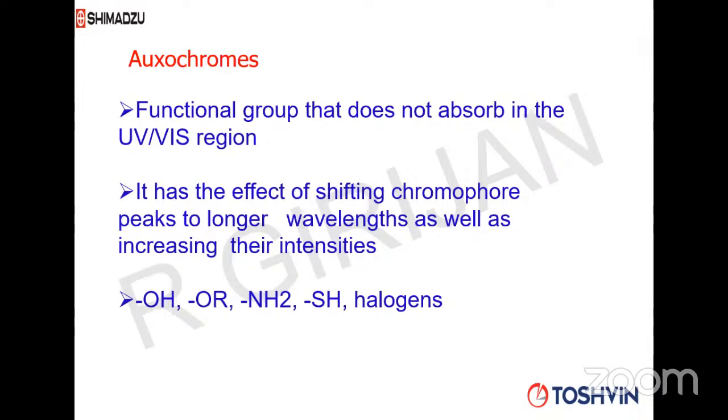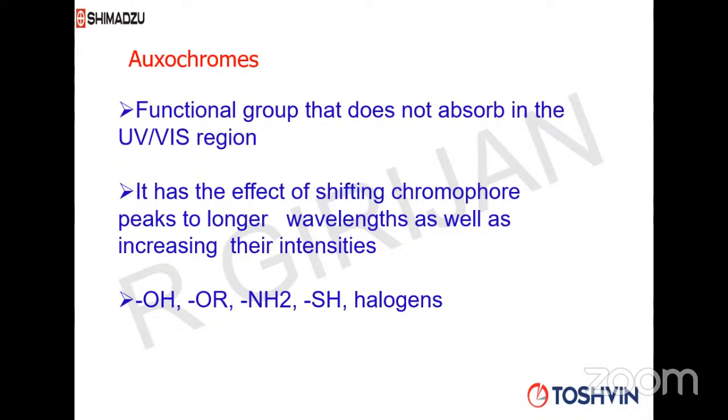And there is one more concept called auxochrome. And what is an auxochrome? It is again a functional group, but this functional group by itself will not absorb UV. It has no capability to absorb UV radiation, but it has the capability to influence the absorption due to a chromophore. That means suppose you imagine you have a molecule that contains a chromophore, and if there is also an auxochrome, this auxochrome will influence the absorption because of the chromophore.